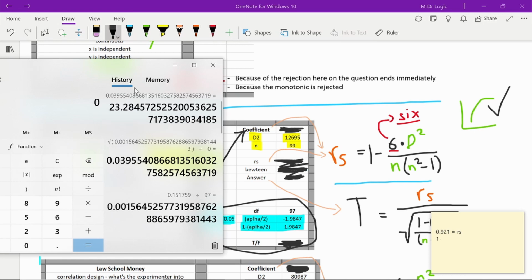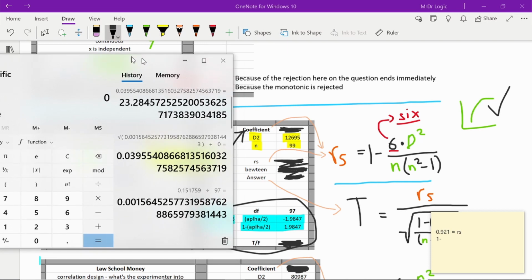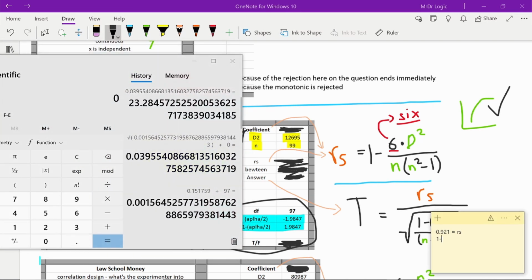So the D here is 12,695. Okay, so let's just figure out the RS first. Let's follow the formula and figure out the RS first. So first I'm going to figure out the bottom bit.